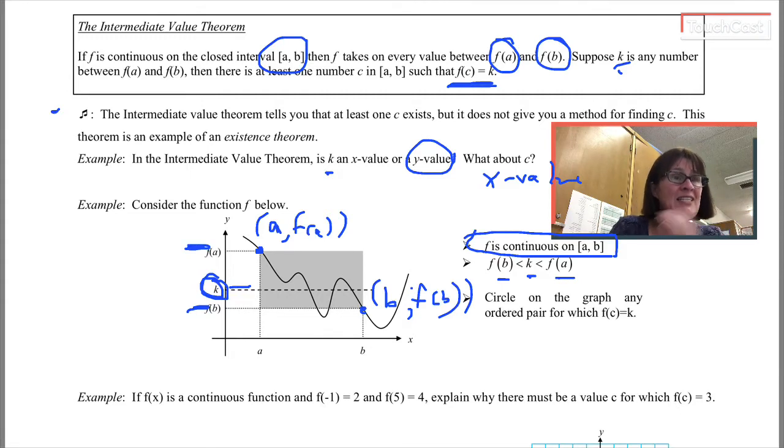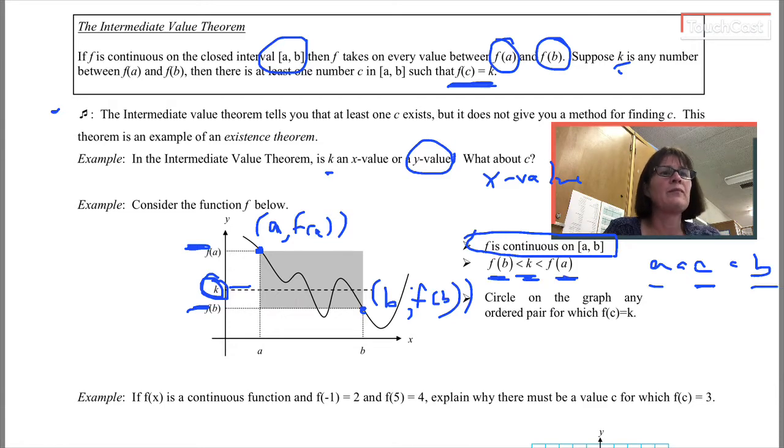The other part is the c that we might be looking for, the input that makes the output we want, has to be between the two input values that we started with. So the k, the output we care about, is between the two outputs we know, but also c is between a and b. So c is an input, it's between the two inputs we knew. K is an output, it's between the two outputs we knew.